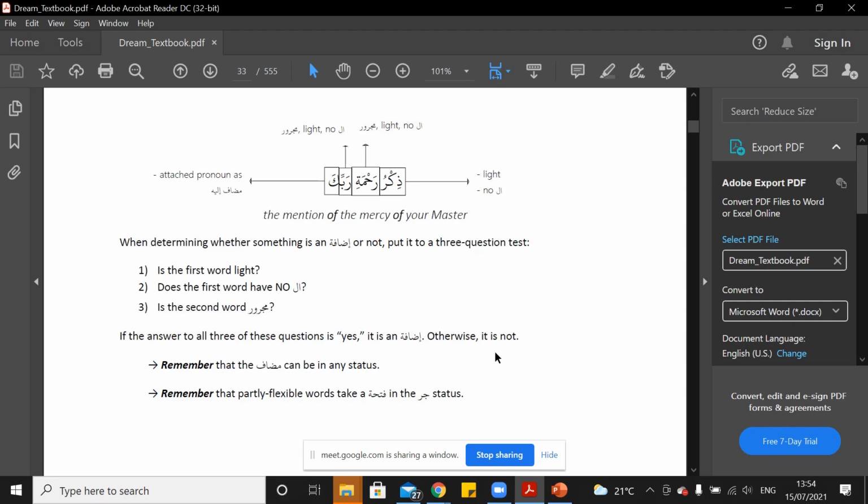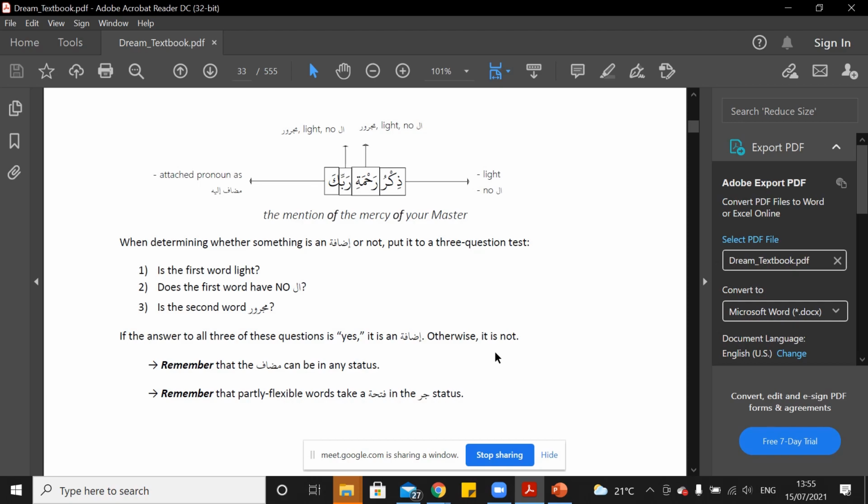And then Rabbika. So again we go back. Rabbika is not one word, it is 2 words. So we have to look at the first word first. We leave the ka and look at Rabbi first. So tell me about Rabbi. What is the status of Rabbi? Rabbi's status is jar. Okay, so if it's jar, then we have to go back to the word before it and see if it matches the status of mudaf.